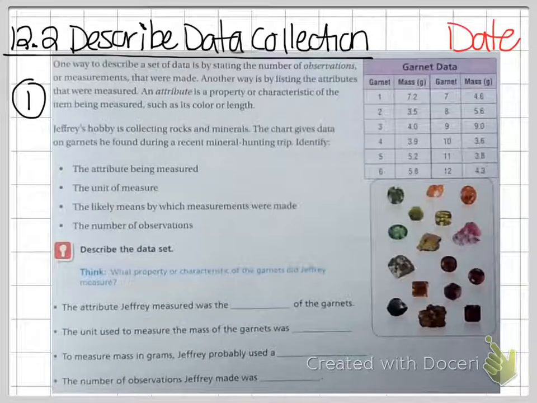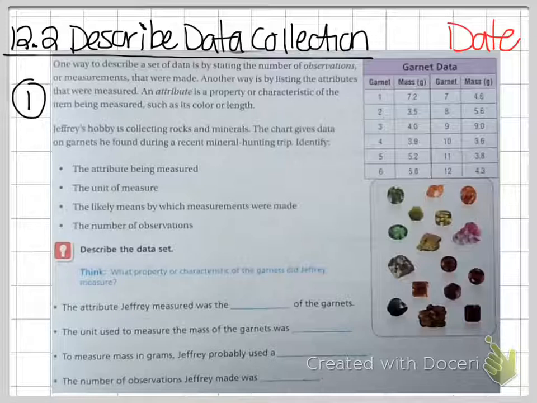One way to describe a set of data is by stating the number of observations or measurements that were made. Another way is by listing the attributes that were measured. An attribute is a property or characteristic of the item that is being measured, such as its color or length.